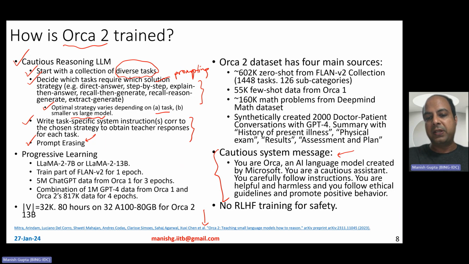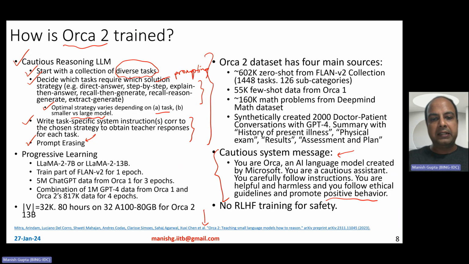So the cautious system message is this interesting, simple message. You're Orca, an AI language model created by Microsoft. You're a cautious assistant. You carefully follow instructions. You're helpful and harmless, and you follow ethical guidelines and promote positive behavior. Okay. So that's the basic strategy, the cautious reasoning LLM kind of strategy.